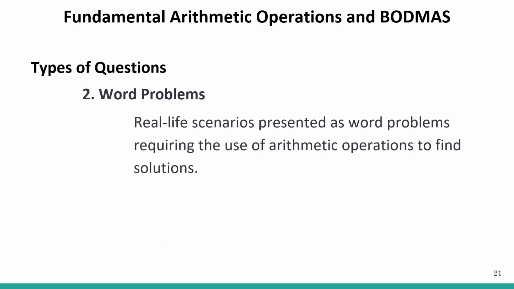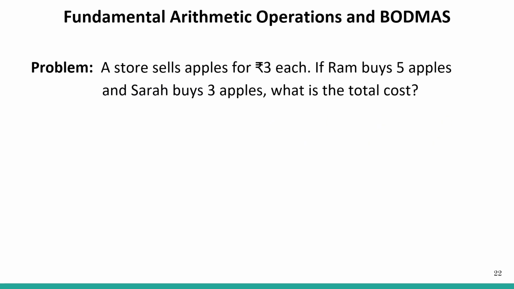The second kind of problem that is asked is on word problems. Let's see an example. A store sells apples for 3 rupees each. If Ram buys 2 apples and Sarah buys 3 apples, what is the total cost? So the store sells apples for 3 rupees each, the price of each apple is 3 rupees, and Ram buys 5 apples.